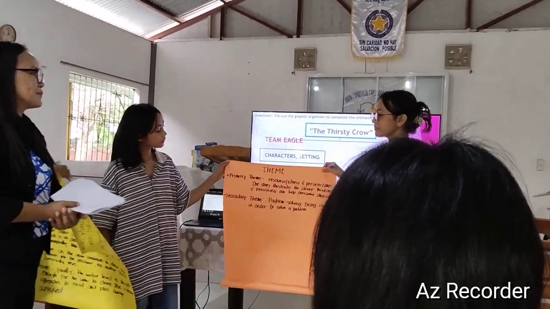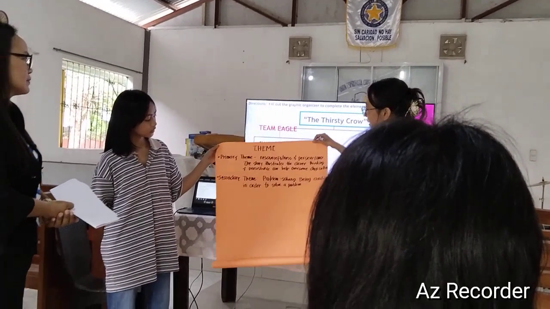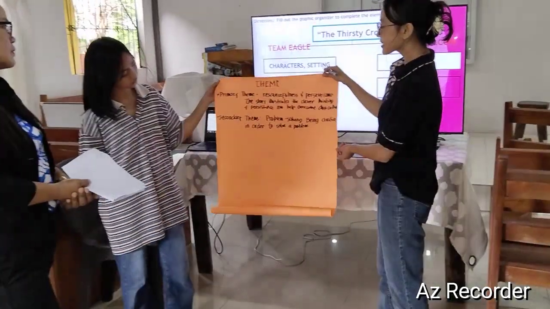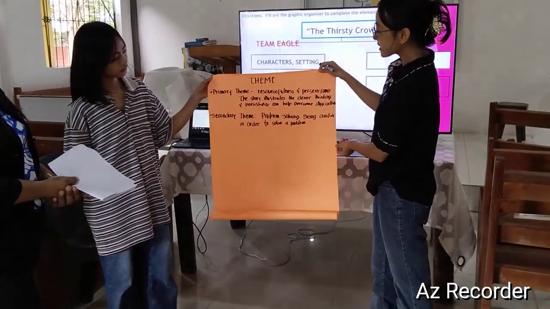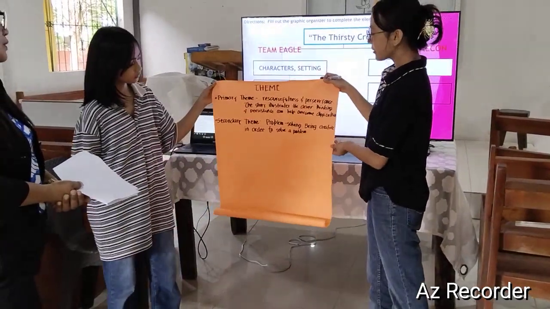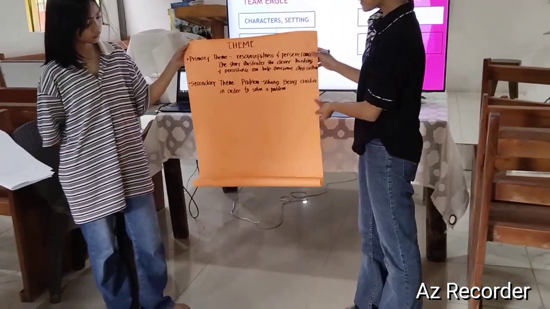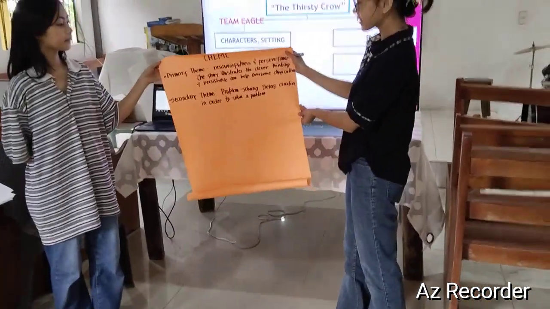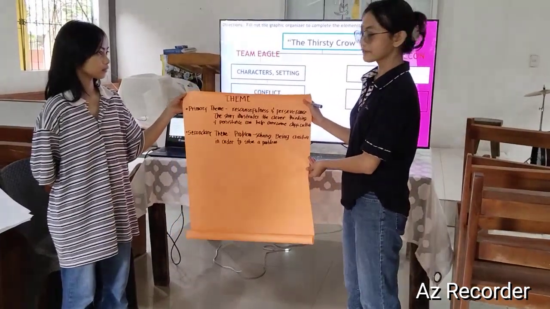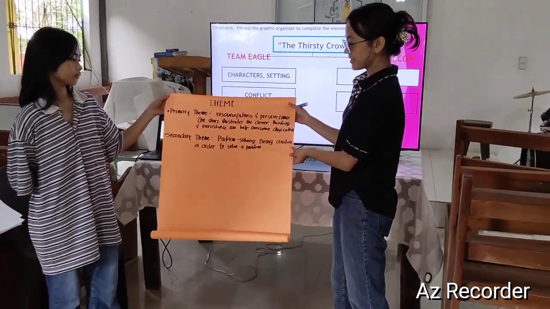For the theme of the story, there are primary theme and secondary theme. For the primary theme, resourcefulness and perseverance is the primary theme of the story. The story illustrates that clever thinking and persistence can help overcome difficulties, such as the crow throwing pebbles into the pitcher and didn't give up so easily. The secondary theme would be problem solving, being creative in order to solve a problem. So it shows that being creative helps us to solve the problem easily.